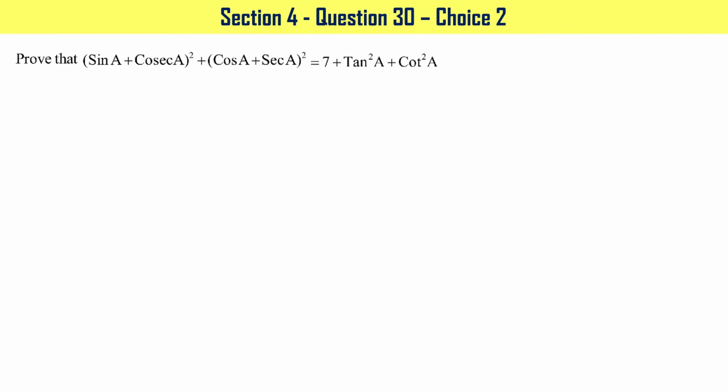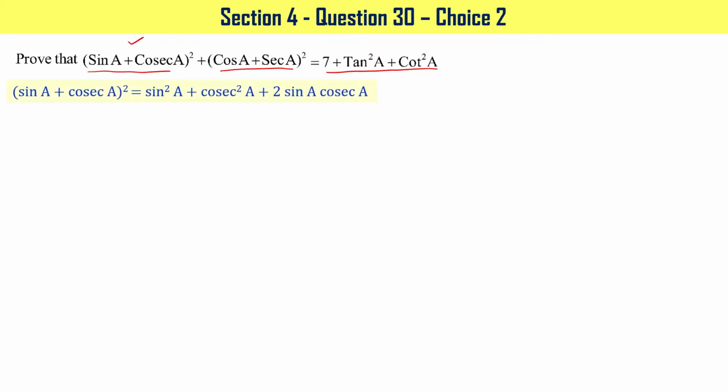Prove that (sin A plus cosec A) whole square plus (cos A plus sec A) whole square equal to 7 plus tan square A plus cot square A. Let's consider the first term, that is (sin A plus cosec A) whole square. If you apply the (A plus B) whole square formula, you can write it as sin square A plus cosec square A plus 2 sin A cosec A, right?